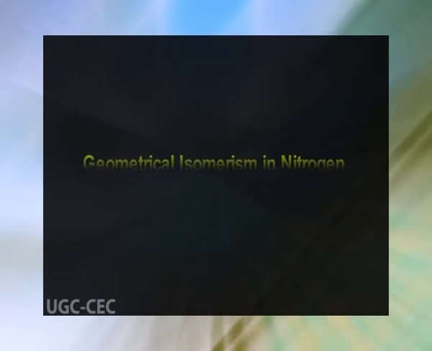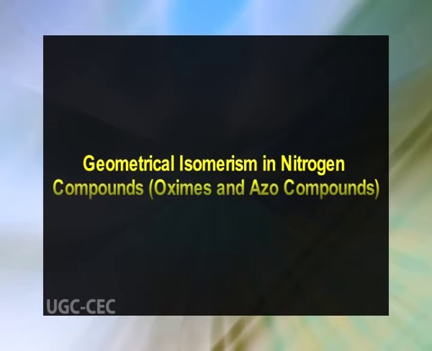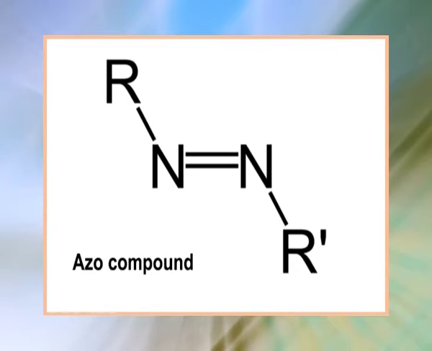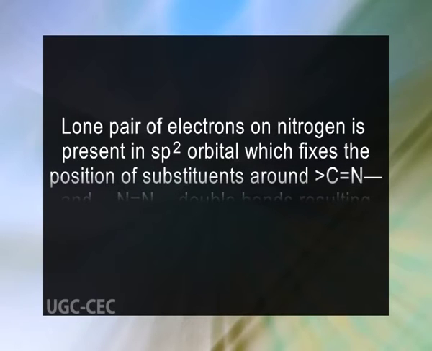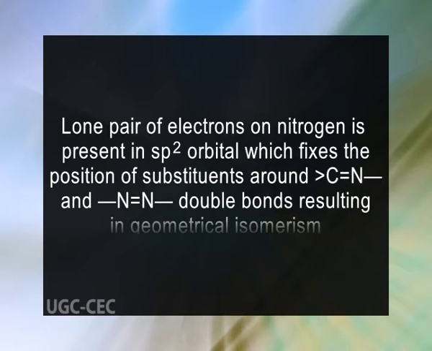Now, lastly, coming to geometrical isomerism in nitrogen compounds, that is oximes and azo compounds. Oximes, that is aldoximes and ketoximes, and azo compounds show geometrical isomerism due to restricted rotation about the carbon-nitrogen and nitrogen-nitrogen double bond respectively. Like alkenes, the double-bonded atoms carbon and nitrogen are sp2 hybridized. The lone pair of electrons on nitrogen is present in an sp2 orbital, which fixes the position of substituents around the carbon-nitrogen and nitrogen-nitrogen double bonds, resulting in geometrical isomerism.